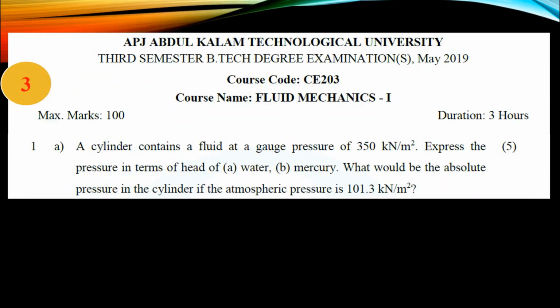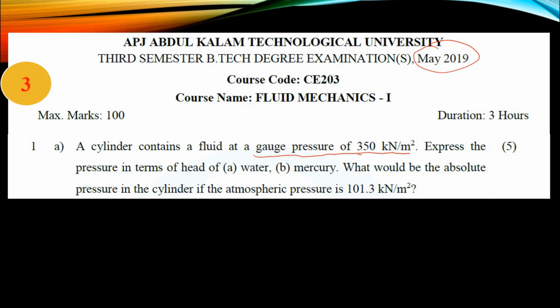Now moving to the next question. This is a question from May 2019. A cylinder contains a fluid at a gauge pressure of 350 kilonewton per meter square. So we just saw what is gauge pressure, vacuum pressure and absolute pressure. Here the pressure is given as gauge pressure, so it is a pressure above atmospheric pressure. Express the pressure in terms of head of water and mercury. What would be the absolute pressure in the cylinder if atmospheric pressure is 101.3 kilonewton per meter square?